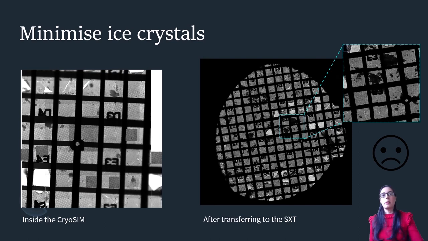It's also important to minimize the formation of ice crystals. Ice crystals can obscure the field of view, as we found in this experiment, where we firstly imaged in the cryoSIM, where there were lots of nice areas to image. But then when we transferred the sample into the X-ray microscope, there were loads of ice crystals that formed, which completely blocked the areas that we'd just imaged.